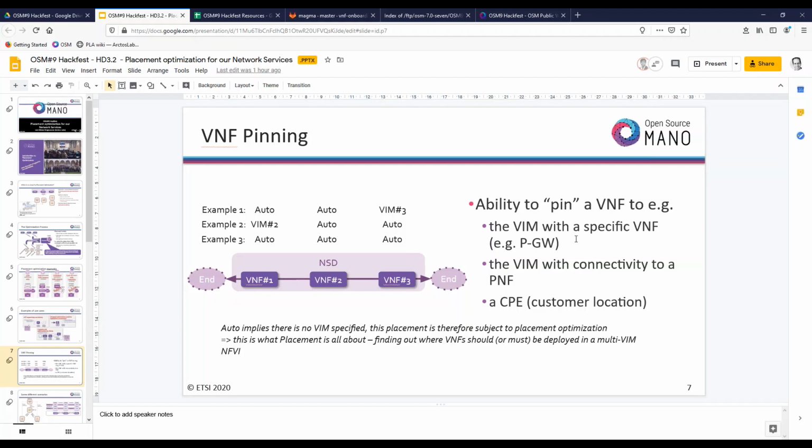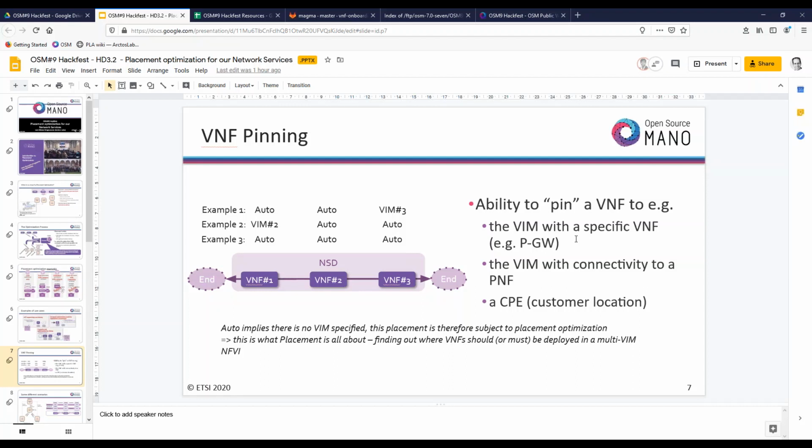Maybe we need to pin a VNF to a specific VIM. For instance, we need this service to be close to the packet gateway in this case, or it could be that we want to have it on a VM with connectivity to a specific PNF. Consider, for instance, something that's related to an E-node B, then we might have a number of different E-node Bs distributed over a region, and we need to start deploying our service so we have connection to that specific set of PNFs, for instance.